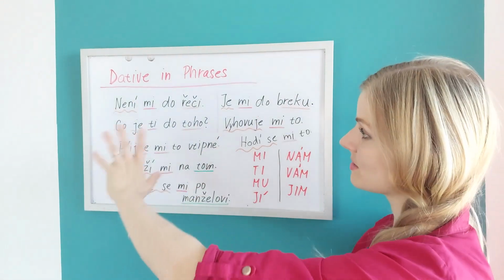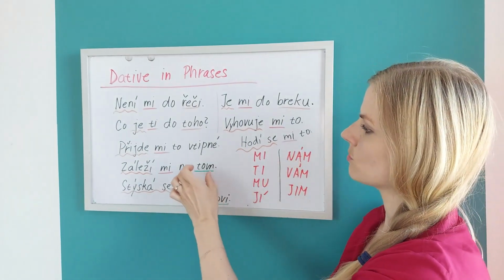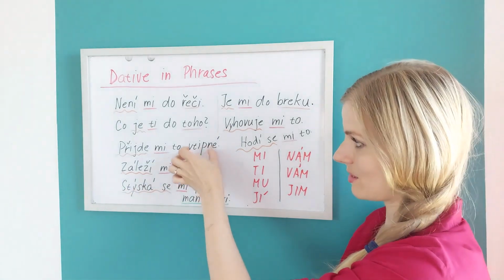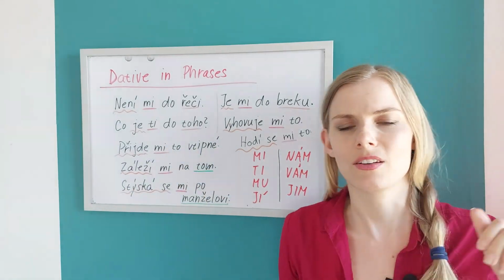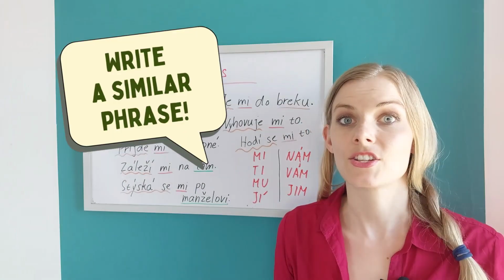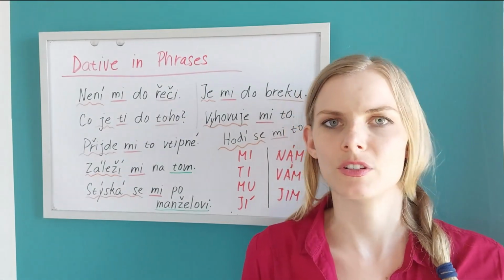Think of more combinations. You can play with these sentences. Change the dative form. You can also change the verb, use it in the past, replace this with another word, and write it in the comments. Let's see what sentences we can put together. I'll check them and let you know if they are okay. That's all from me today. I hope you learned a lot.